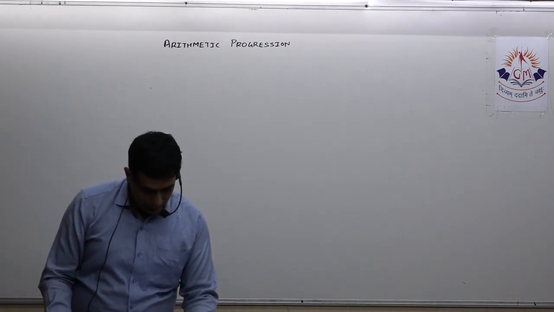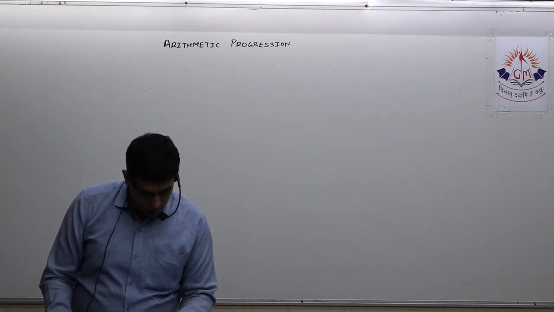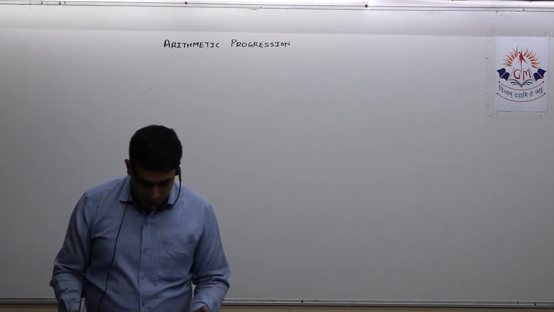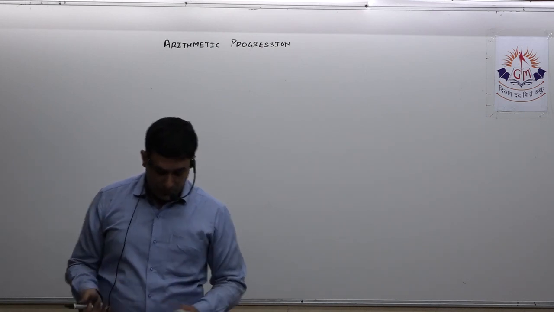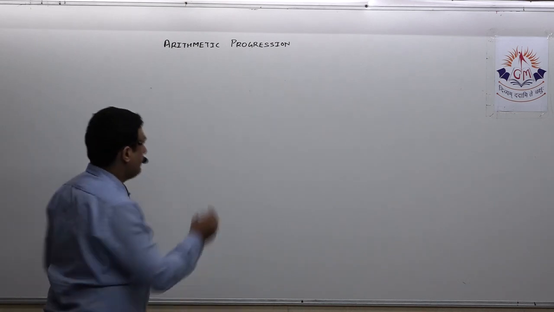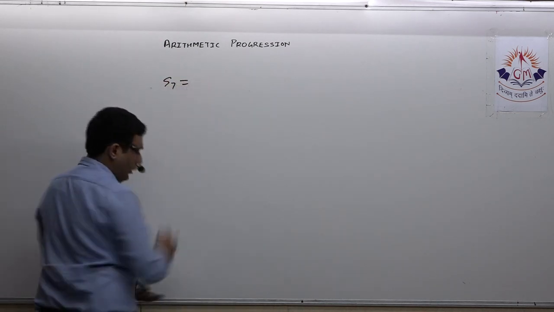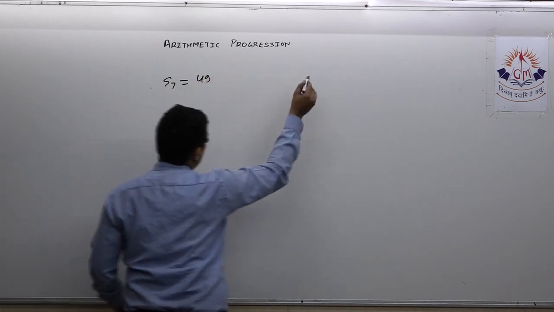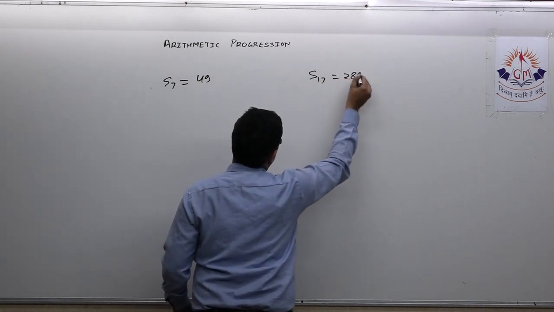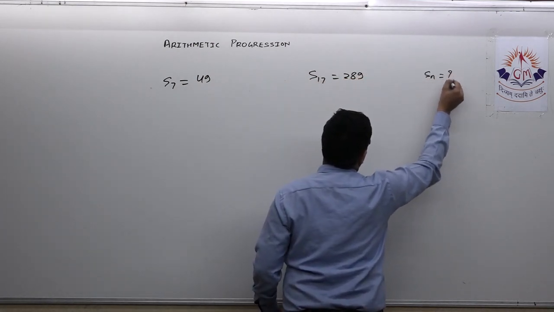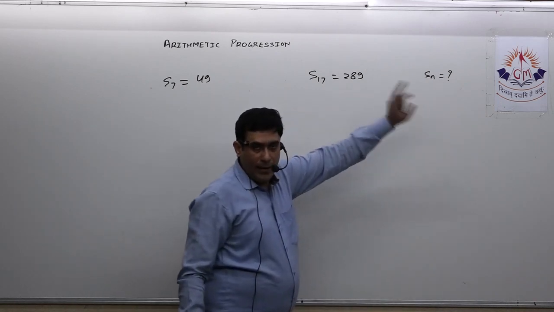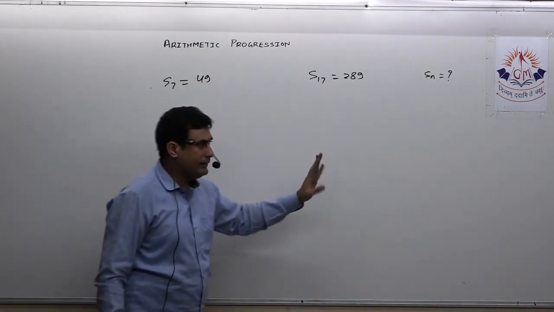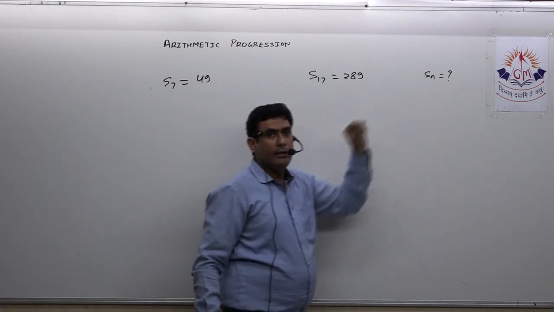Okay, now next. Sum of first 7 terms is given and the sum of first 17 terms is given. Sum of first 7 terms, that means S7 is given. How much it is? S7 is 49 and S17 is 289. Then we have to obtain Sn. Now, simply to obtain Sn or sum of n terms, what we need? a, d and n. n is given. So a and d, two things we need.